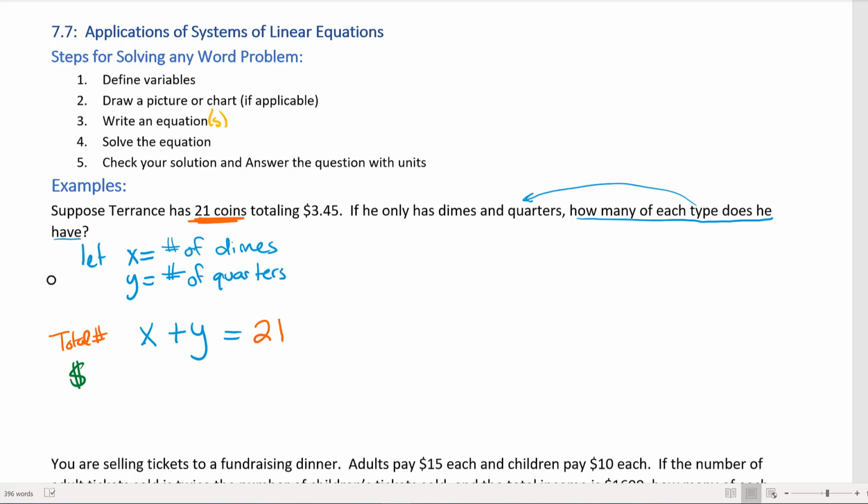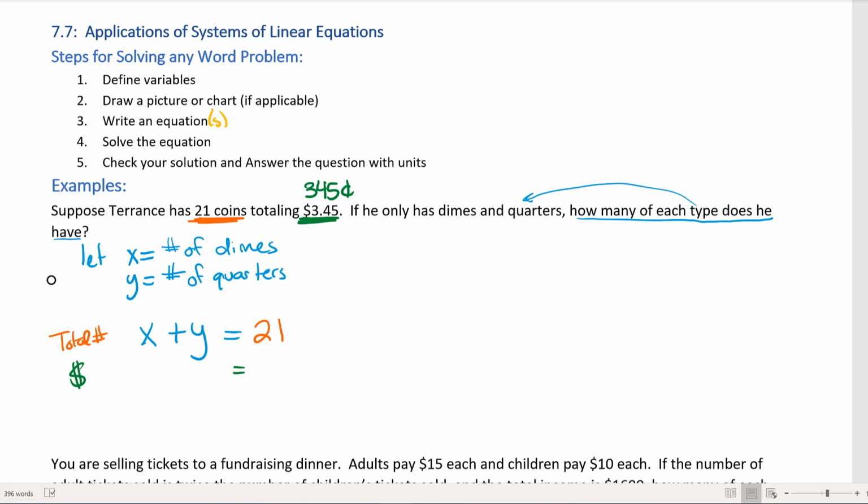Now the next piece of information is money. So that's going to go into the second equation. Now $3.45 is a decimal, and I don't really like choosing decimals. So what I'm going to do instead is I'm going to use 345 in terms of cents. Is there any other cents that we have in this problem?